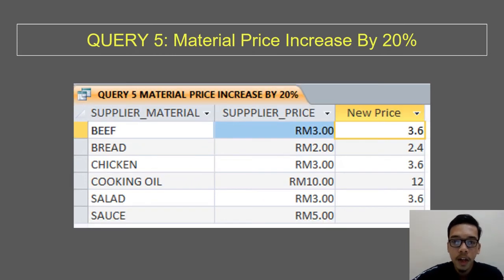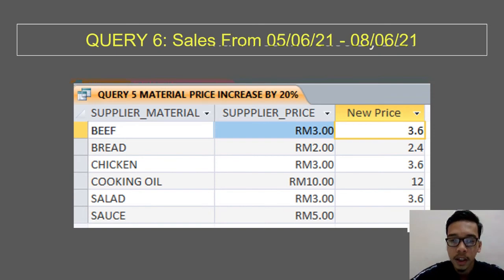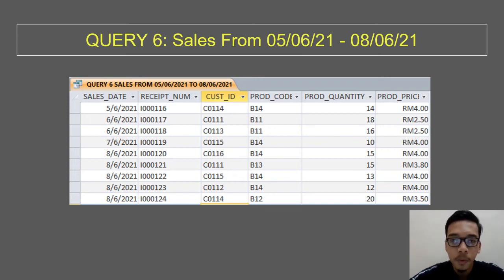And this is a price increase by 20% to estimate the incremental in price of supply stock to make the budgeting in future. And this is the sales from 5th June 21 to 8th June 21, to see what happened during that time, whether transactions happened during that time.